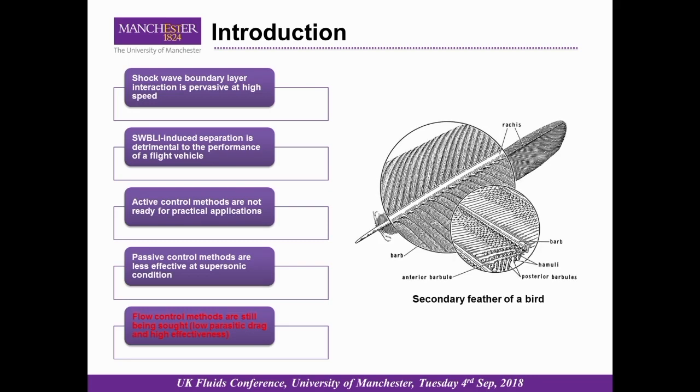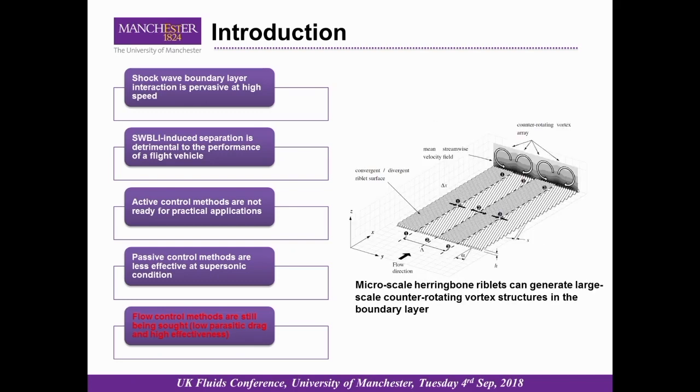So Hellborn Ribonase is what we used in this study. This is a bio-inspired control method originally used for drag reduction in low-speed flows, but recent research has also shown that this kind of convergent-divergent surface roughness can induce large-scale vortex structures in the boundary layer.